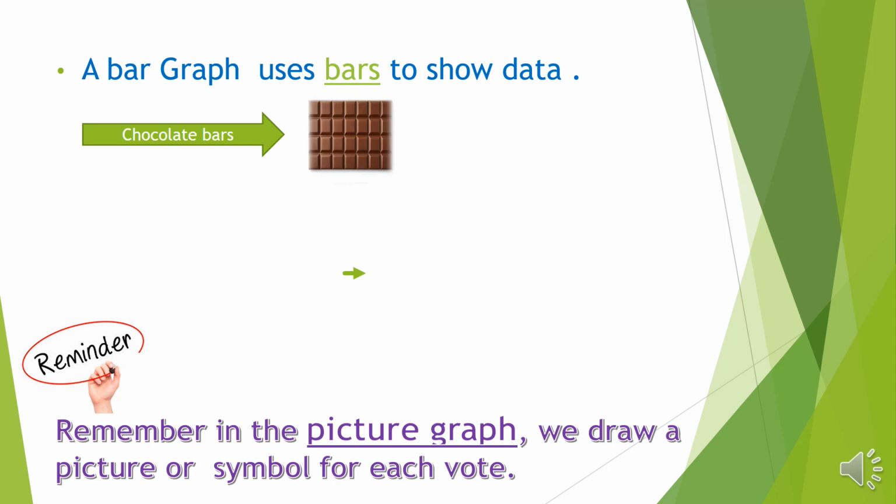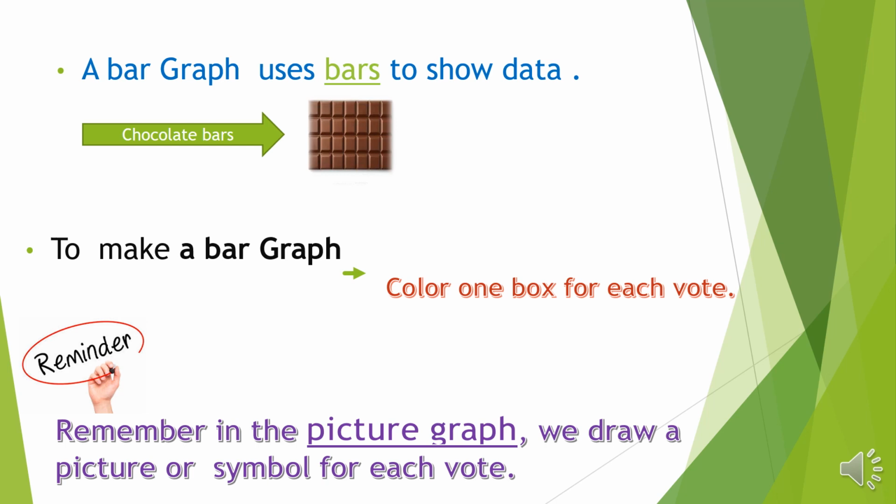A bar graph uses bars to show data. Why did we call it bar graph? Because it looks like those chocolate bars. How to make a bar graph? You need to color one box for each vote. And it's different from the picture graph because in the picture graph, we draw a picture or a symbol for each vote.